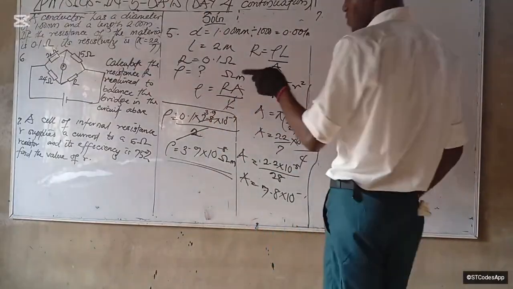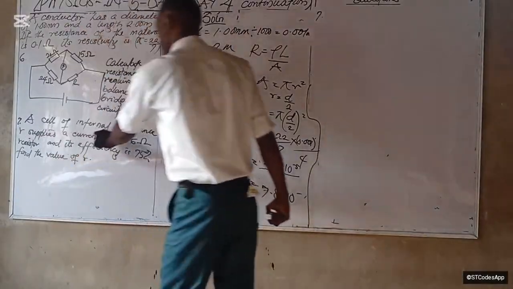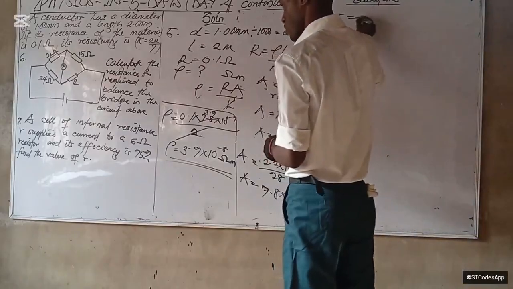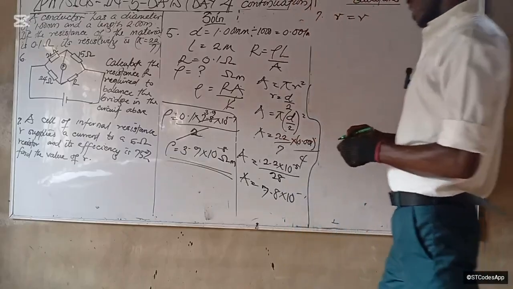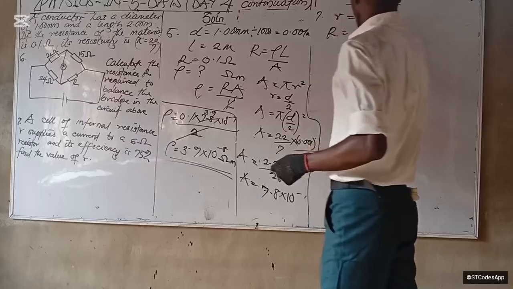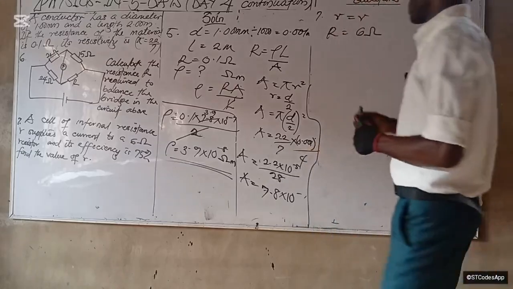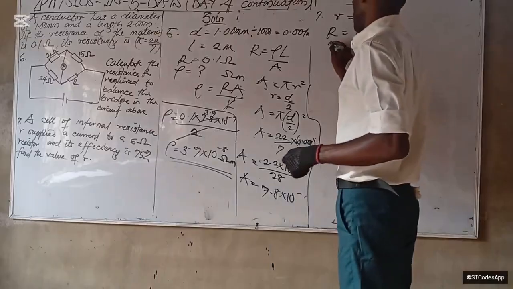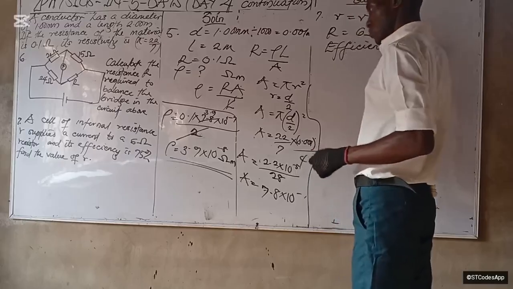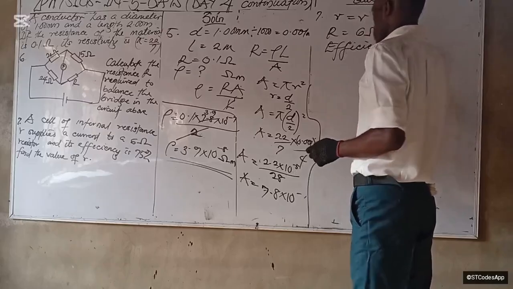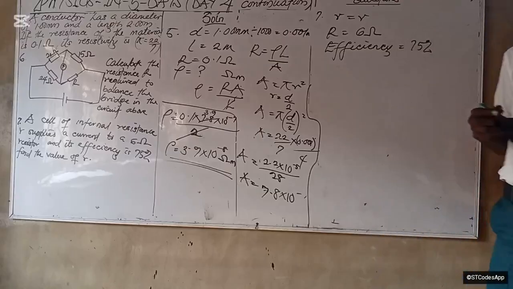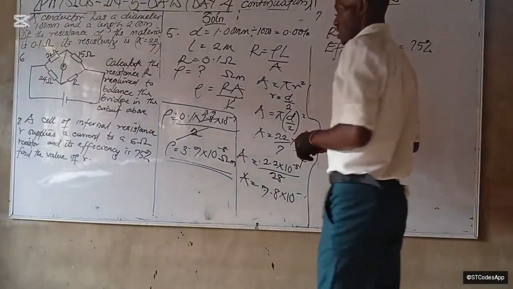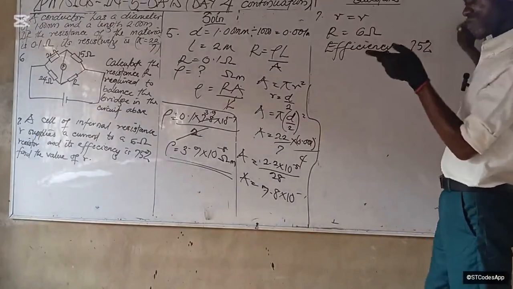Okay, so number 7 says a cell of internal resistance R supplies a current to a 6 ohms resistor. So internal resistance is R, and it supplies to a 6 ohm resistor, that's the external resistance. The efficiency of that cell is 75%. Recall that efficiency is output over input, but the output now is a measure of voltage, not resistance. Find the value of R.